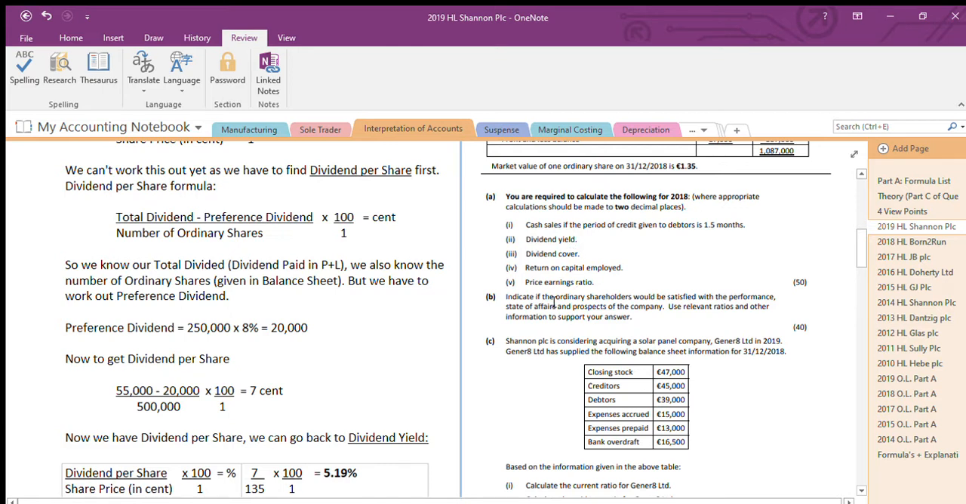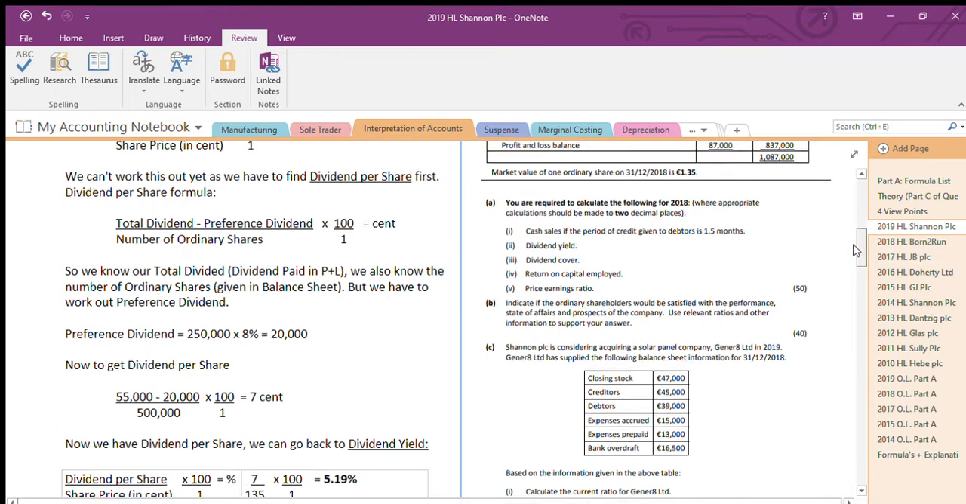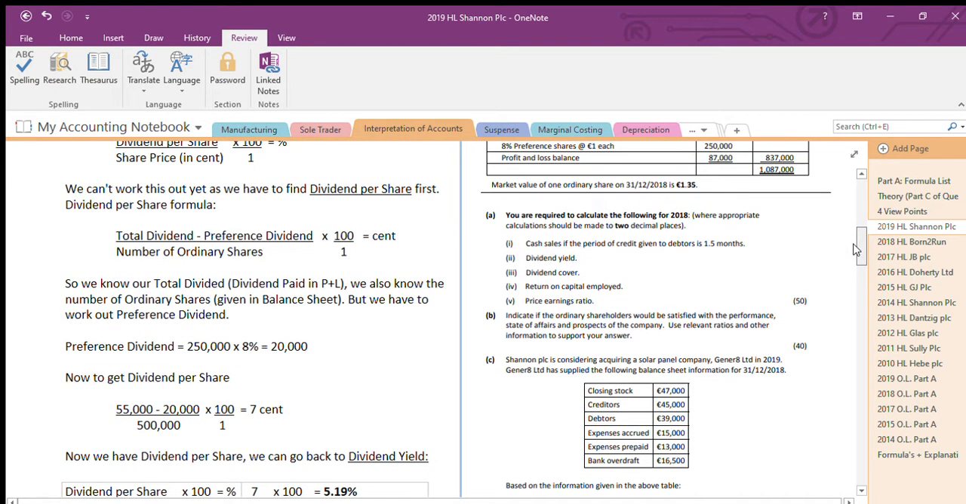Second part is the report. Talking about whether, in this case, the shareholders would be satisfied with the performance. In another question, it could be the bank manager. In another question, it could be debenture holders. So you have to slightly change the question depending on what they ask. But for today, anyway, we're looking at the ordinary shareholders, and a lot of it is the same. Most of it stays the same anyway. There's only a few things we will change.